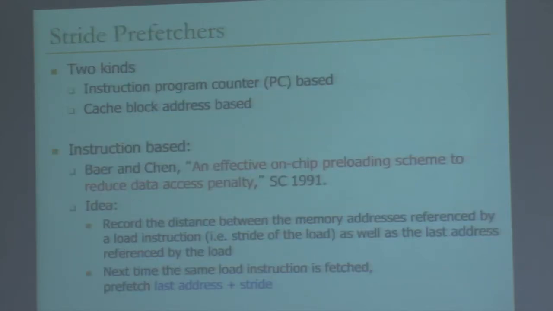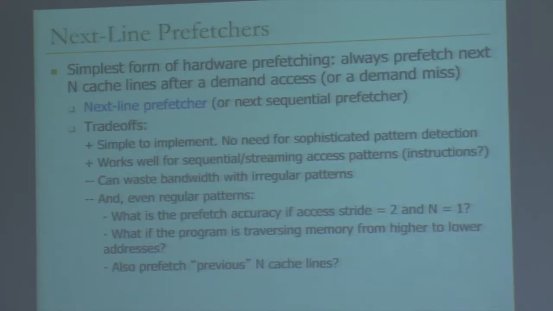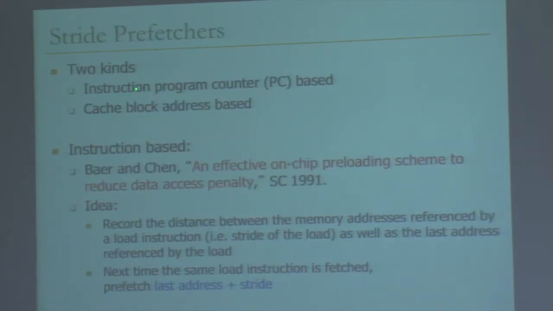OK, let's try to be more sophisticated, and build prefetchers that are a little bit more intelligent than this. Many programs have striding behavior for good reason, because they have regular accesses. And stride prefetchers try to latch onto that behavior. Actually, this next line prefetcher is kind of trying to do the same thing, except it's not intelligent enough to figure out the distance between different accesses. There could be two kinds. You could have an instruction program counter-based prefetcher or a cache block address-based prefetcher.